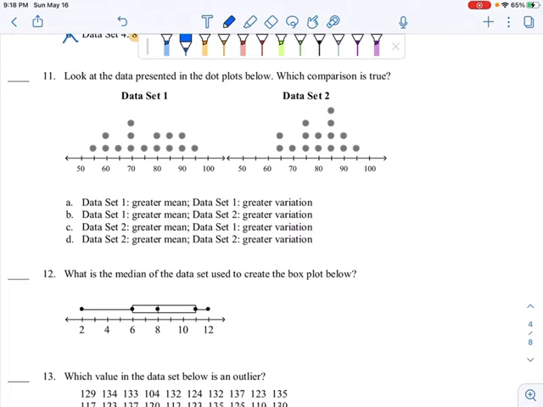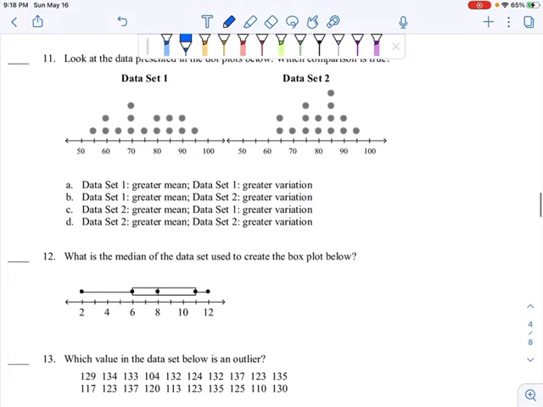Okay, so we can go ahead and figure out the mean of each data set. Mean just means that you add up all of these numbers and then divide by the total. For data set 1, the mean is going to give me 61.5. For data set 2, the mean is going to give me 80. And then a second part that we could do is greater variation.